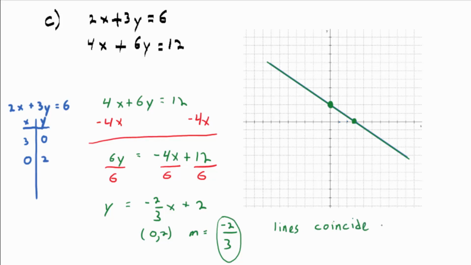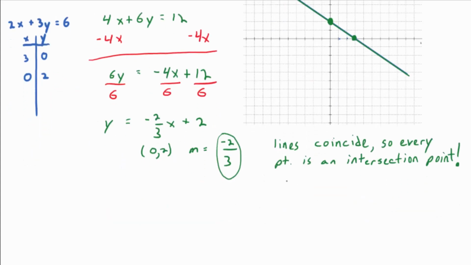They overlap. So every point, PT for point, is an intersection point. In other words, every point is a solution. Every point on the line is a solution. So how do you write the answer in that case?